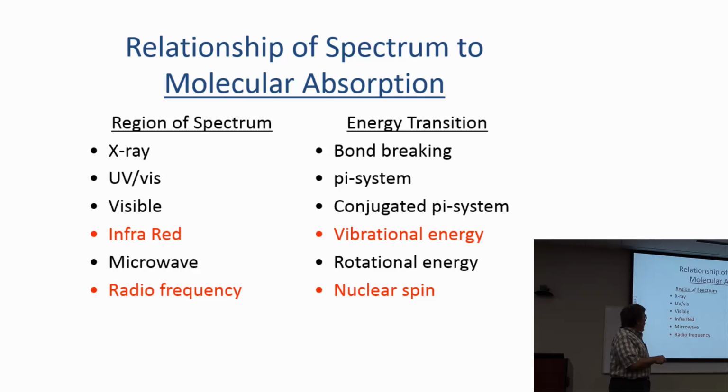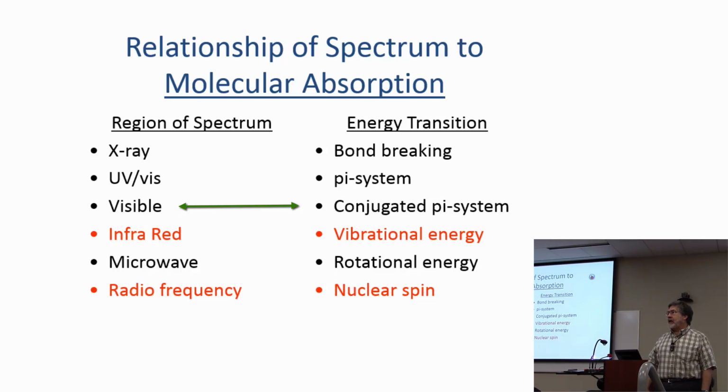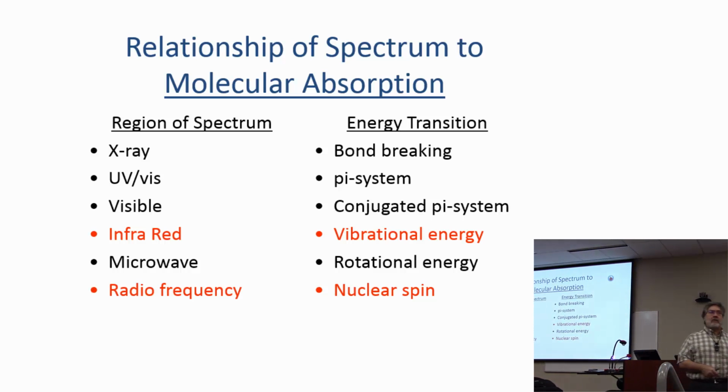Visible light operates in conjugated systems. Now, we haven't talked about conjugated systems in here yet. But to say it quickly, it's a double bond, single bond, double bond, single bond, double bond, single bond. It's that pattern within a molecule.